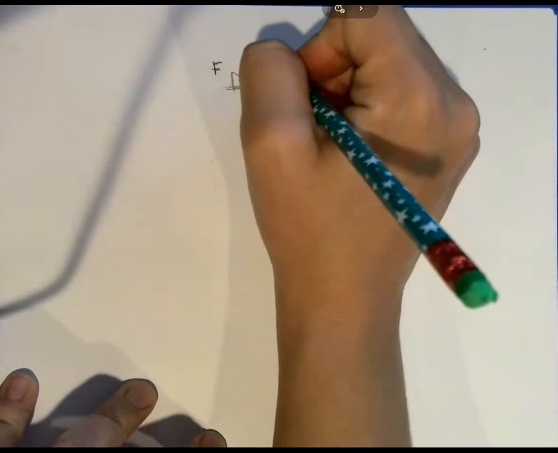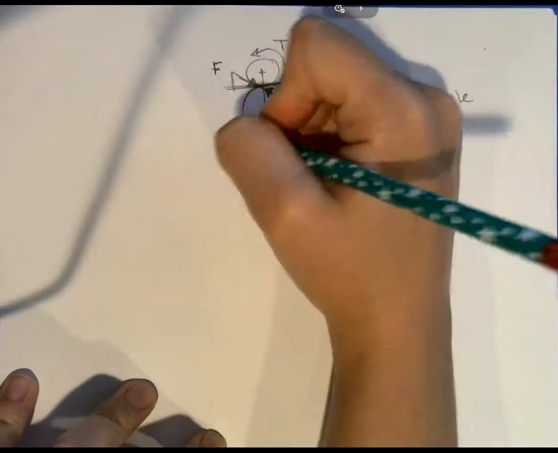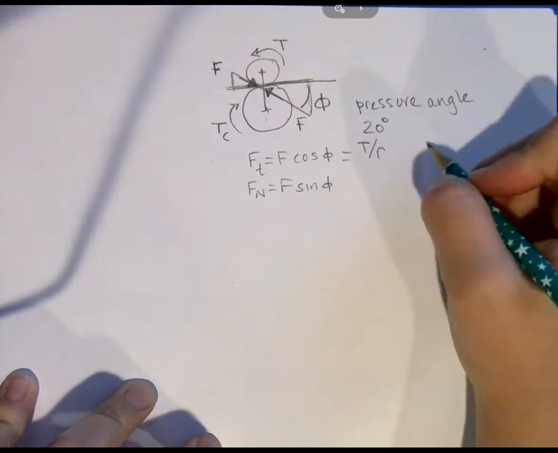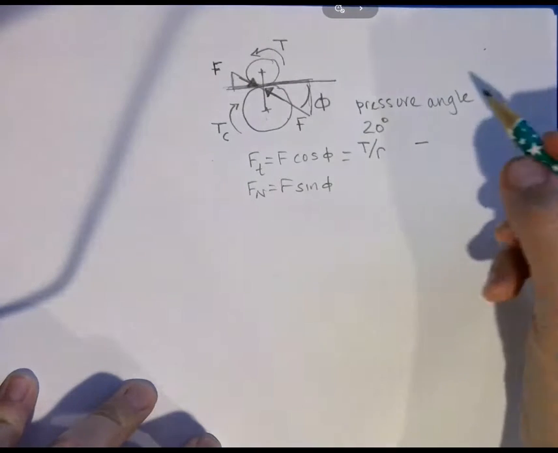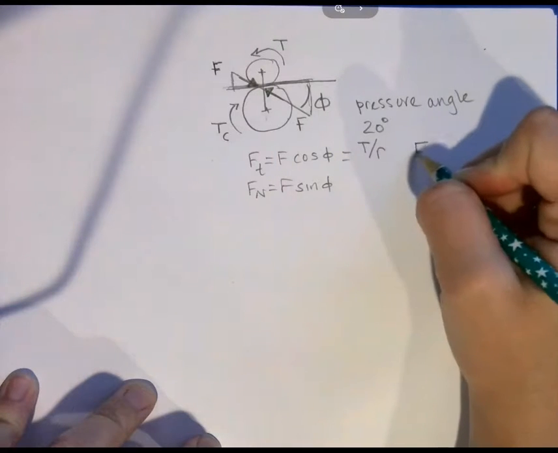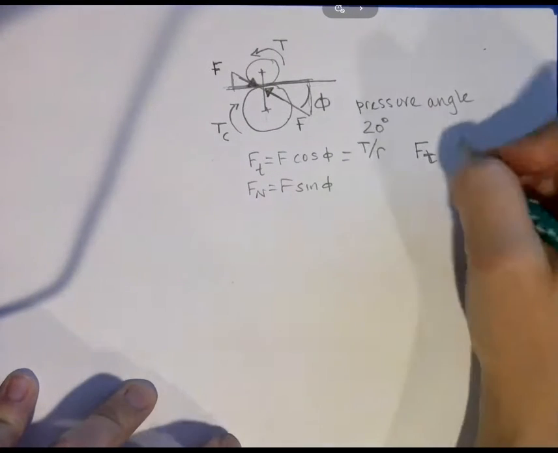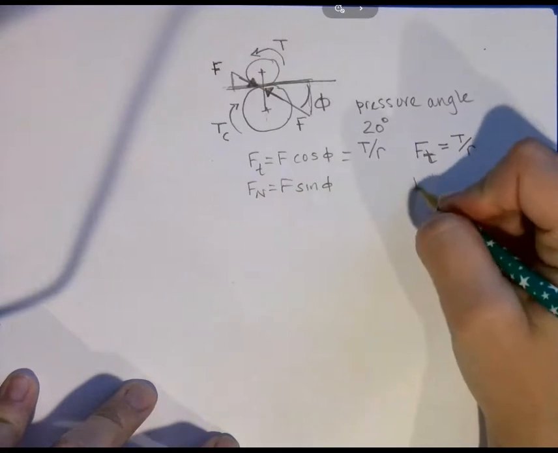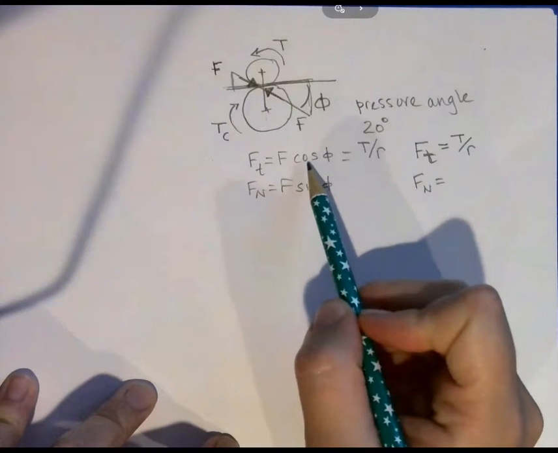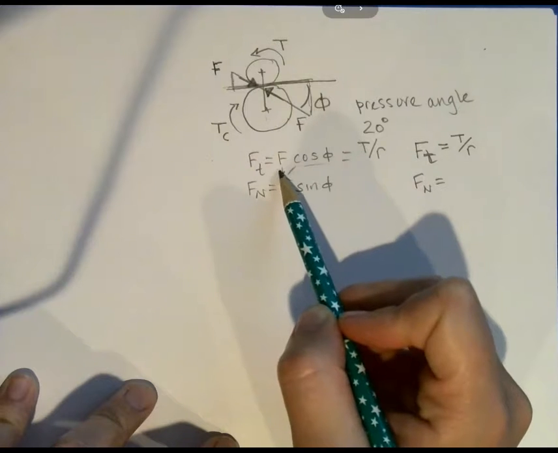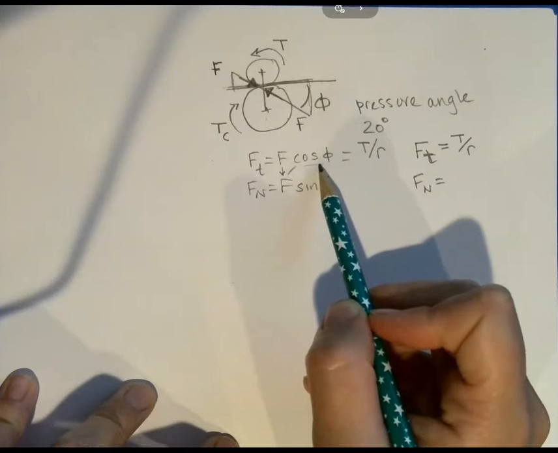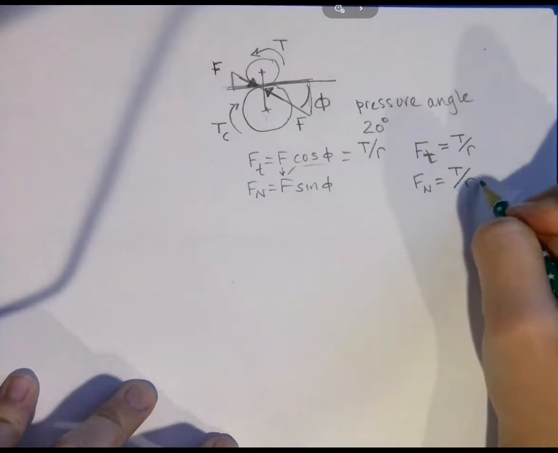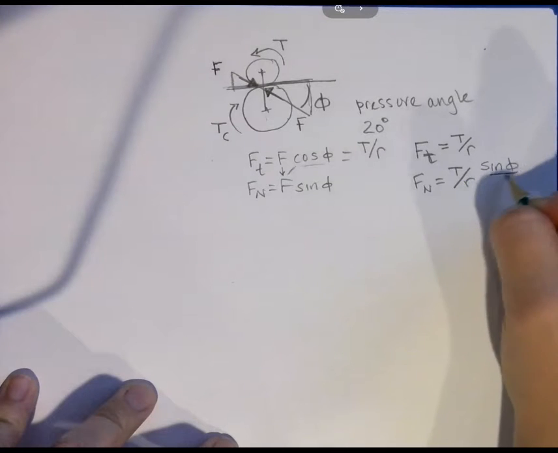So if my input torque is T and my output torque is TC, there's a couple of different things I can say, but I can certainly say that the tangential force, and I usually use a lowercase t for tangential, is equal to T over R. And the normal force is equal to, since I'm trying to get this F, I have to divide by my cosine phi, so I'll have T over R sine phi over cosine phi.